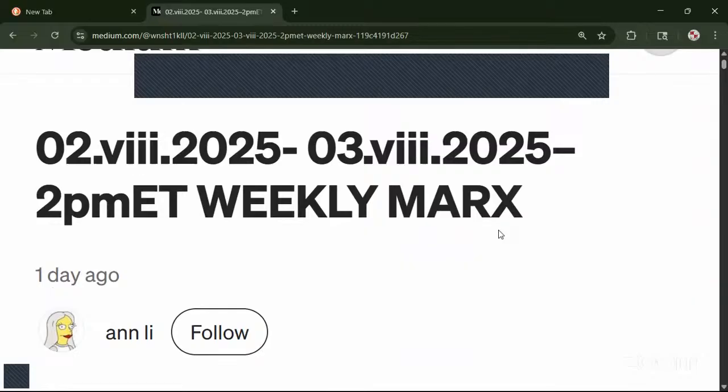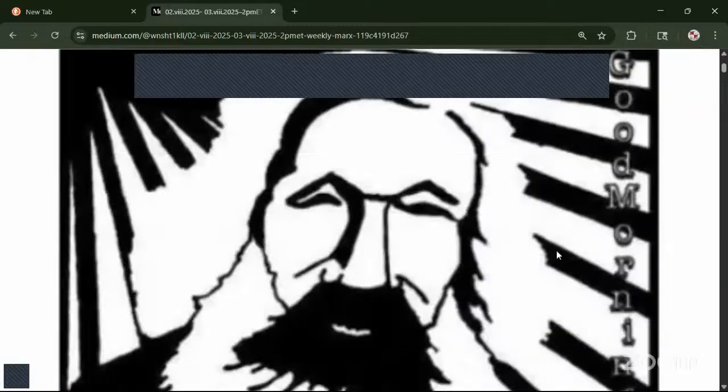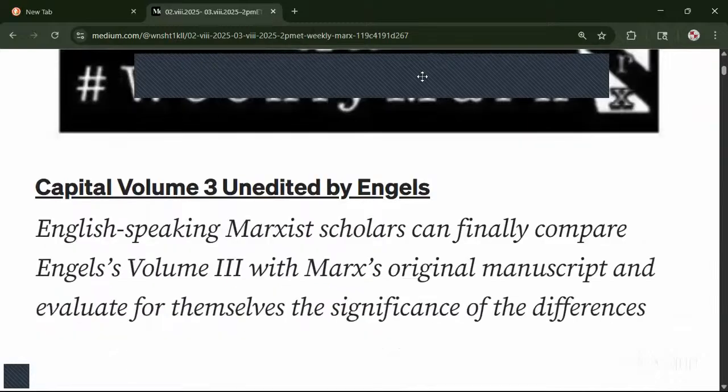So you may look at yesterday's beginning on this section, the introduction to the version of Capital Volume 3 by Marx, unedited by Engels. And at least this is the English translation. Of course, I'm sure there are German issues at work, and you need to deal with that as well.